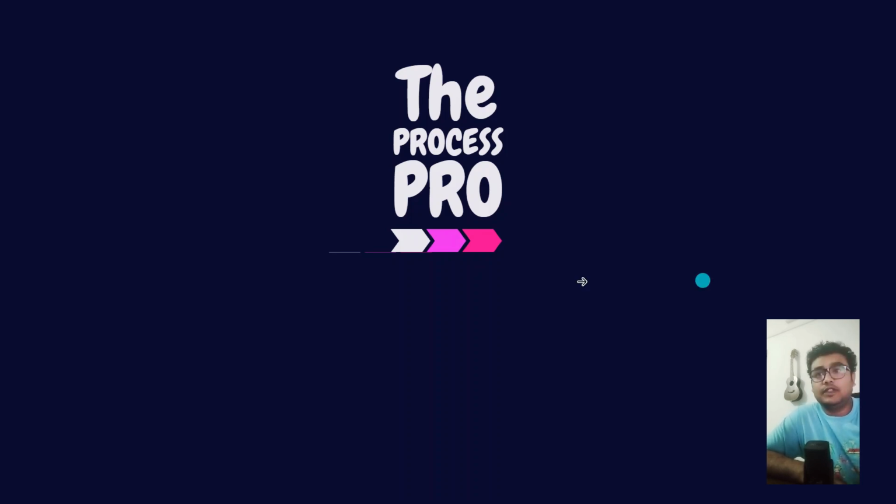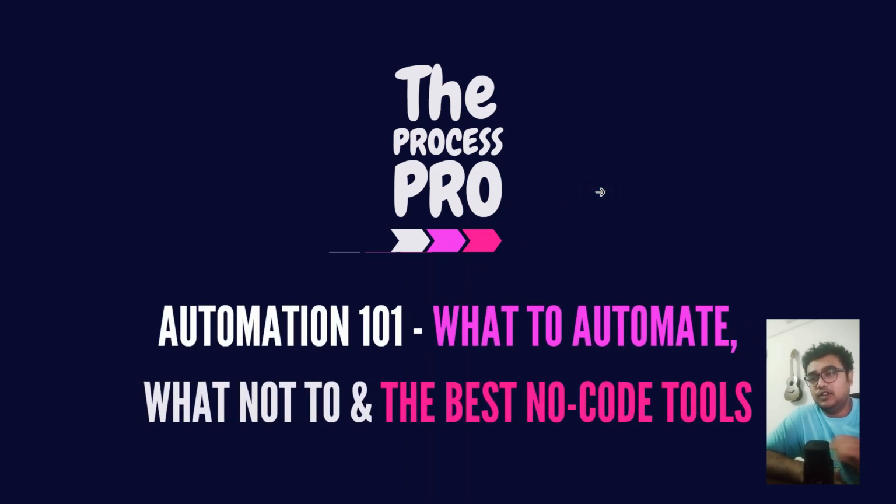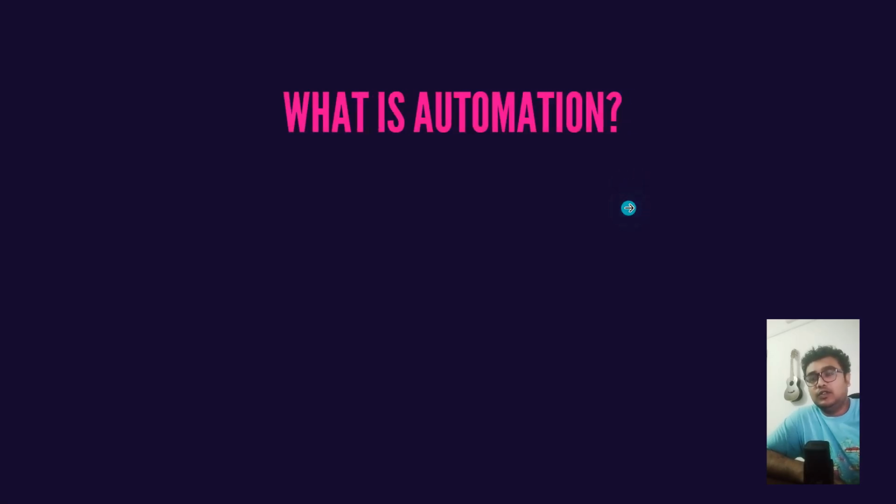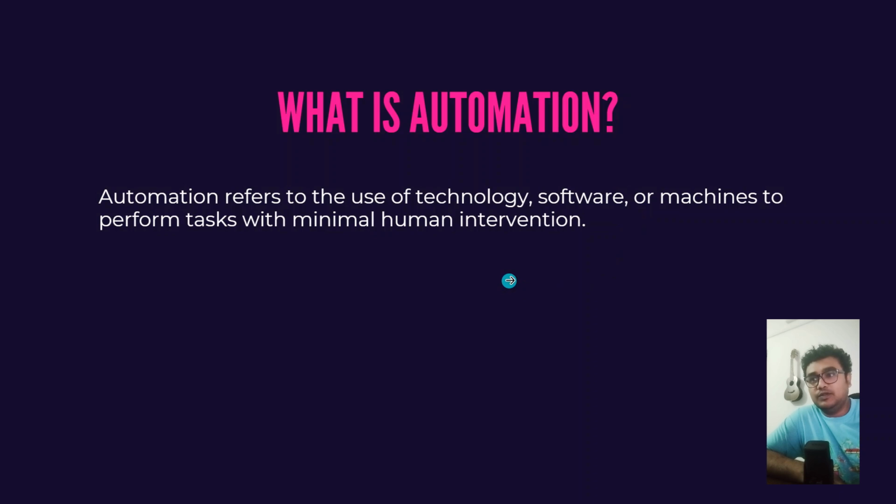So let's get to it. Automation 101: what to automate, what not to automate, and what are the best no code tools. So what is automation? Automation refers to the use of technology, software, or machines to perform tasks with minimal human intervention. So basically with minimum human intervention you'll be doing the task. Like I said, it'll make your life a lot easier, be it sending repetitive emails to people, sending quotes, any kind of thing.